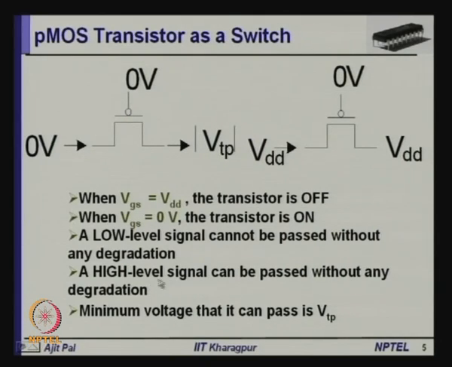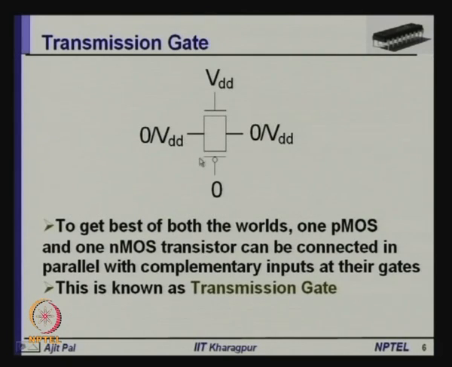A high level signal, however, can be passed without any degradation, as we know. So, if you apply VDD, you get VDD with a 0 applied to the gate. So, the minimum voltage that it can pass is VTP. We can make a conclusion from this, and we can combine the advantages of NMOS and PMOS transistors to realize a transmission gate, where both low and high level can pass without any degradation, and where we use two transistors, one NMOS and one PMOS in parallel.